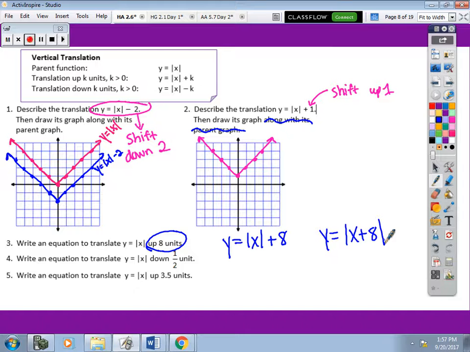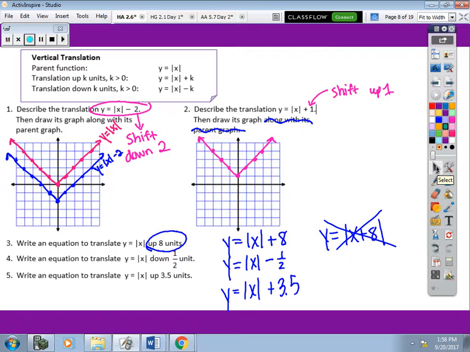If you were to write this, you would be marked wrong. We're going to learn below on our notes that this would be a shift left 8 units. So these aren't difficult questions, but if you don't memorize, you'll get them all backwards. So it has to be outside of the absolute value. The next one is shifting down 1/2 unit, so we would subtract that at the end. And shifting up 3.5 units, we'll add 3.5 at the end. So simple, but again, it's just making sure you memorize the rule.